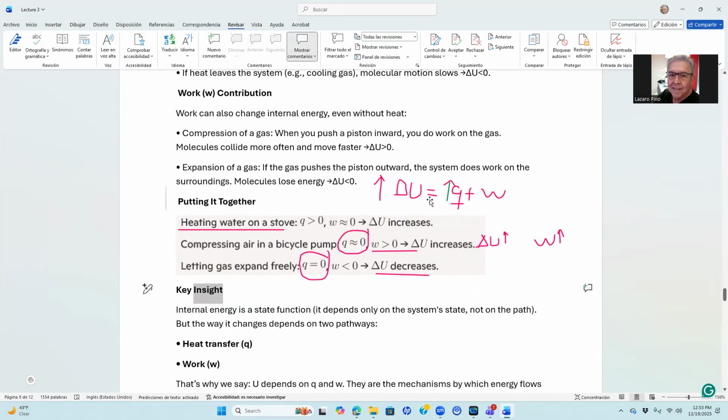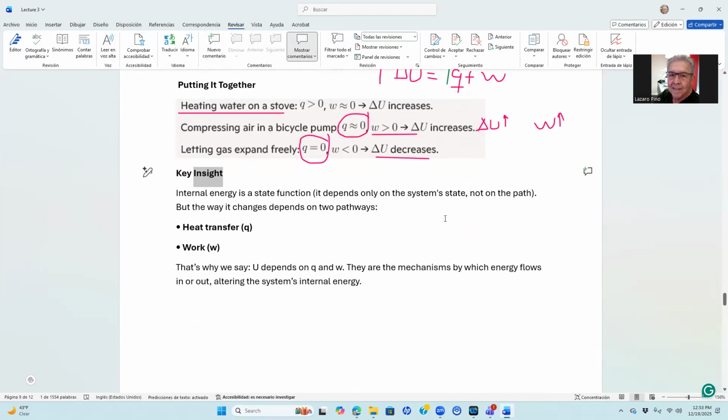Key insight. Internal energy is a state function. It depends only on the system's state, not on the path. But the way it changes depends on two pathways: heat transfer, Q, and work, W. That's why we say U depends on Q and W. They are the mechanisms by which energy flows in or out, altering the system's internal energy.